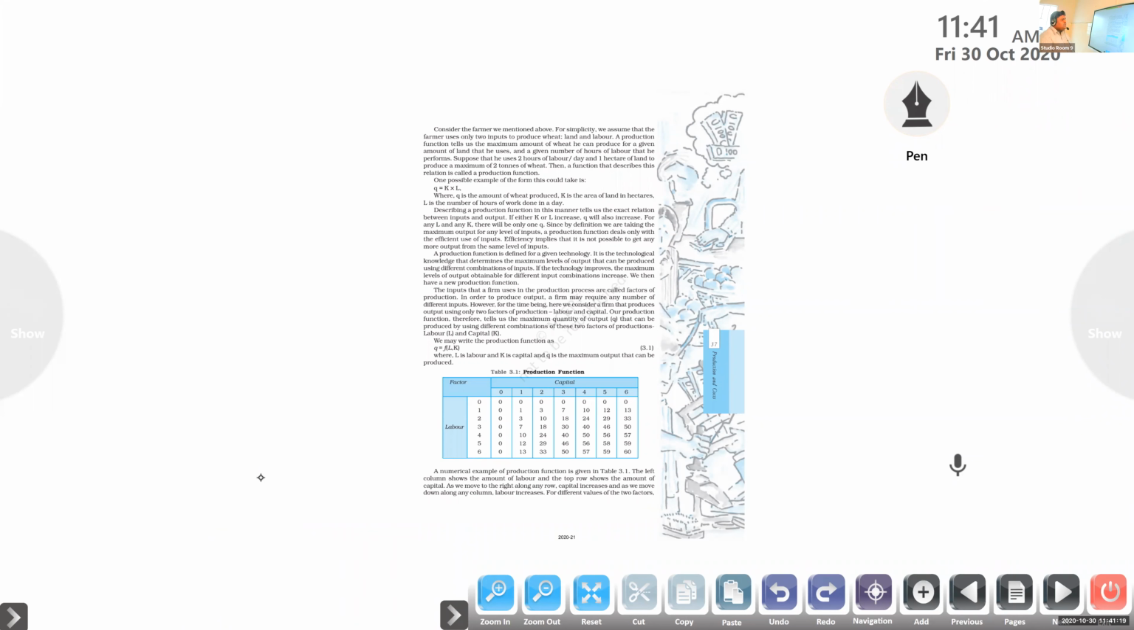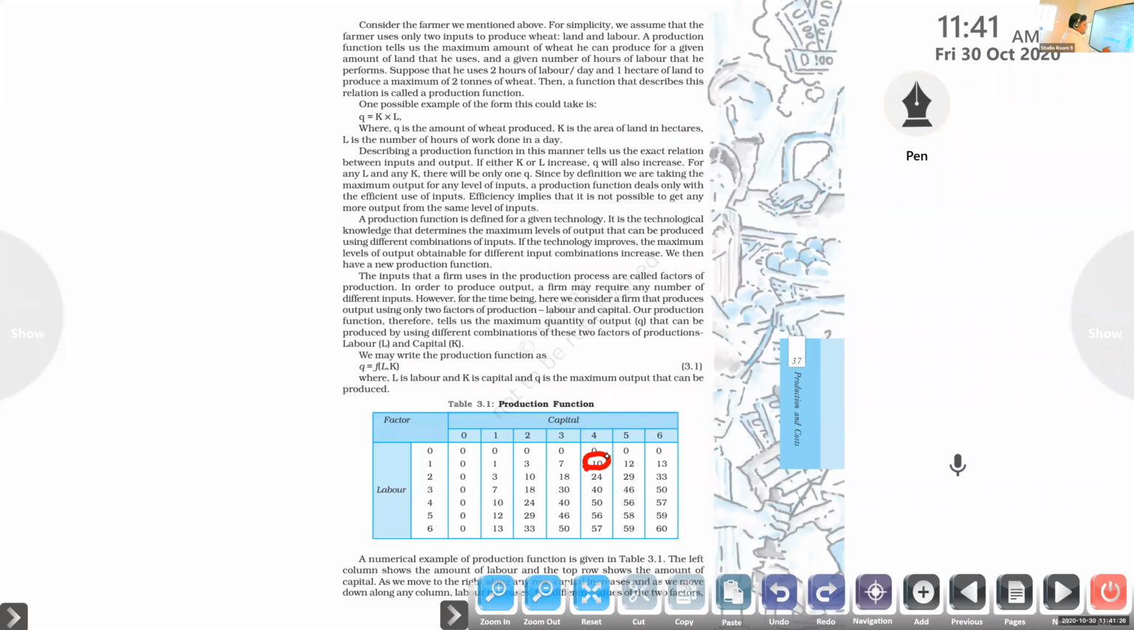To understand an isoquant, we took the first quantity produced, that is 10. For that we used 4 capital and 1 labor, for a 10. Again we find another 10, the same output, by using 2 capital and 2 labor. Again we find the same output of 10 by using 4 labor and 1 capital.